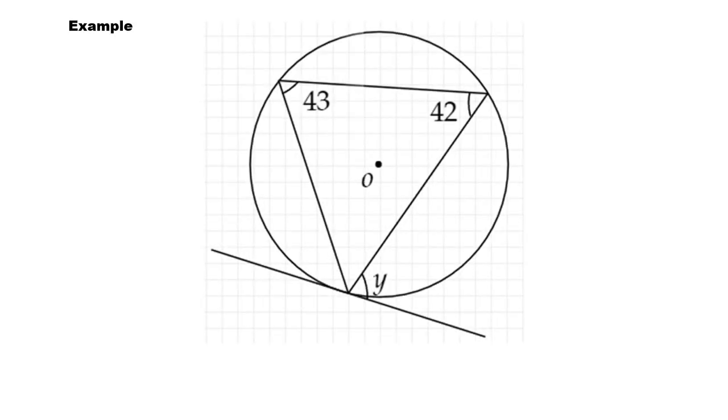Now, let us look at the following example. We are given this diagram and an unknown angle y. So to find it, we just use our theorem. We just have to look for the angle on the opposite side of the angle y, which, in this case, is 43 degrees. So, the angle y is 43 degrees.